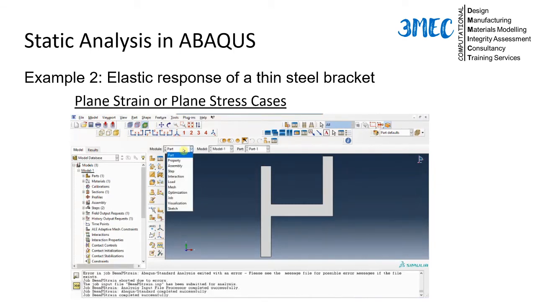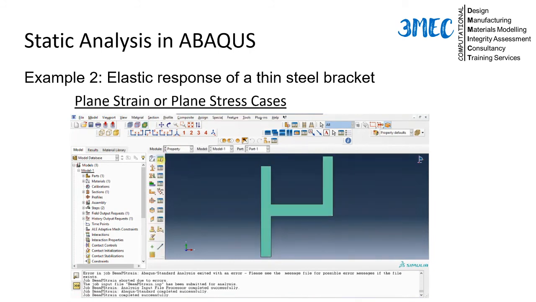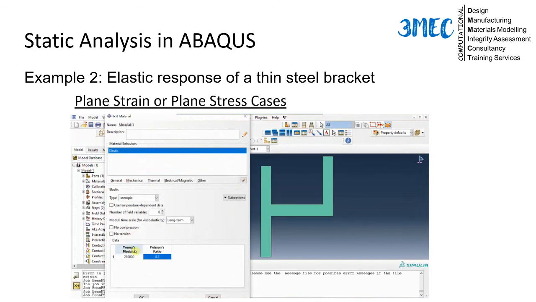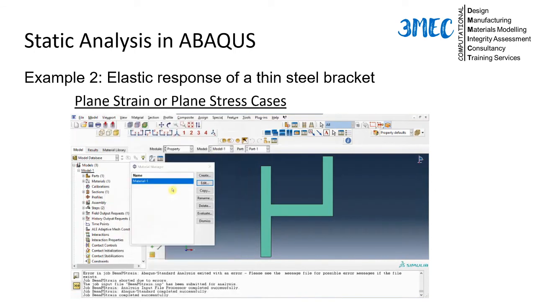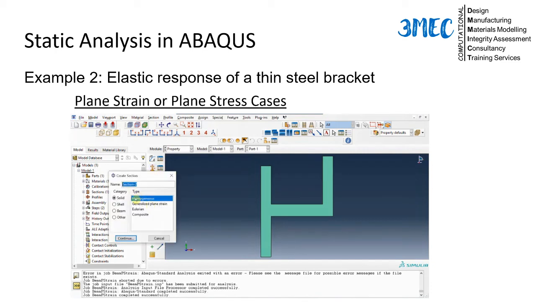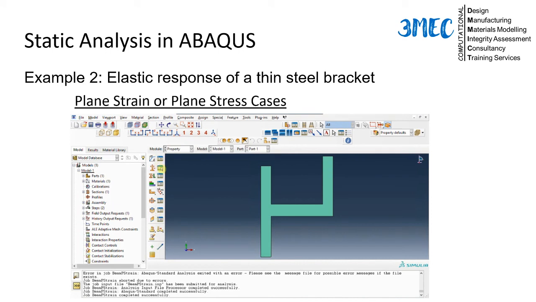structure, and then in the properties I have defined the material properties as usual, as I did for 3D case with elastic constants. Then I created the sections, and in the sections again I have to select solid, homogeneous, because it's an isotropic homogeneous material, and then assign it to this part. So again, the process is very much the same for 2D analysis.